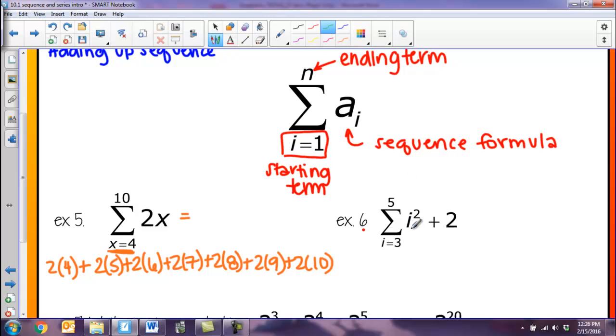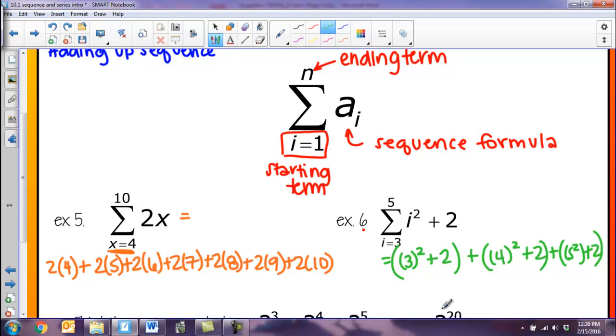Okay, so on 6 it works the same way. If I look here, it's telling me that I need to plug in i equals 3 into this formula, and so I'd have 3 squared plus 2, and that's my first term. Then I keep plugging in numbers, so I'd have 4 squared plus 2, and finally my stopping number is 5, so I'd have 5 squared plus 2, and then I just add those up. So I'd have 9 plus 2 is 11, plus 16 plus 2 is 18, and 25 plus 2 is 27, which would get me to 56. Okay, again, these summations should just add up to a number. I was too lazy to do this one over here.